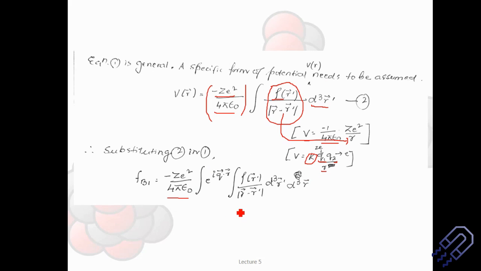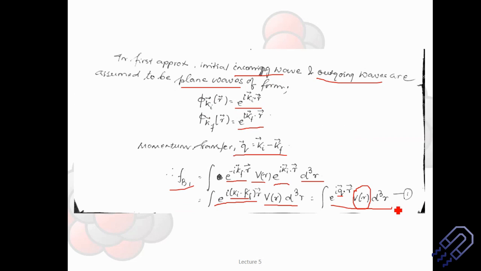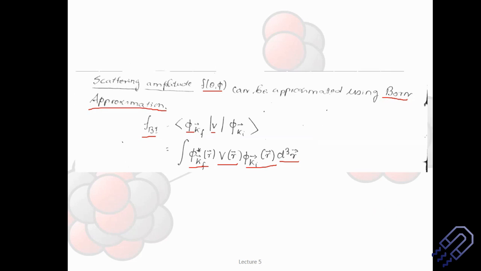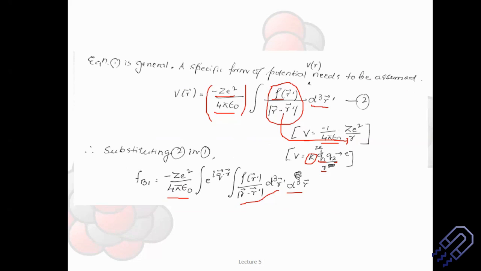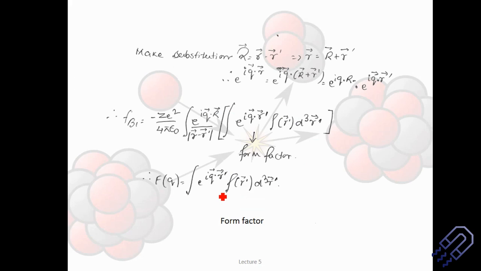This will remain there. This is already there, and then there is a d3r term. Where does this term come from? This term is there, and e to the power i q bar dot r is also there. So both these terms are there, and from here we can actually get the form factor. We can do some substitution, but even if we don't do the substitution, we can still get the form factor.